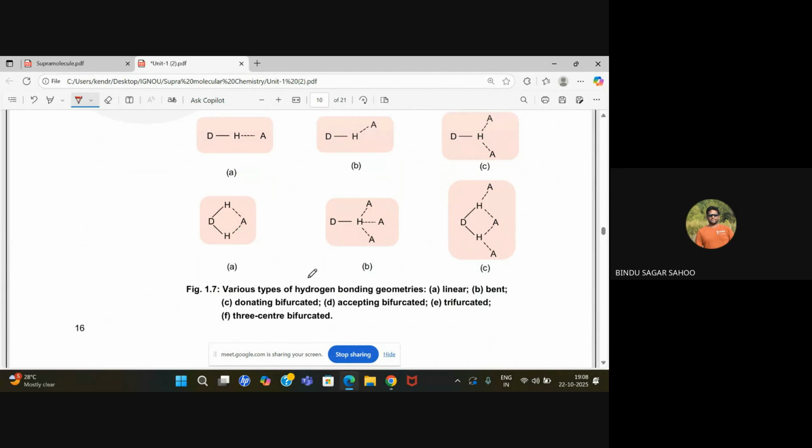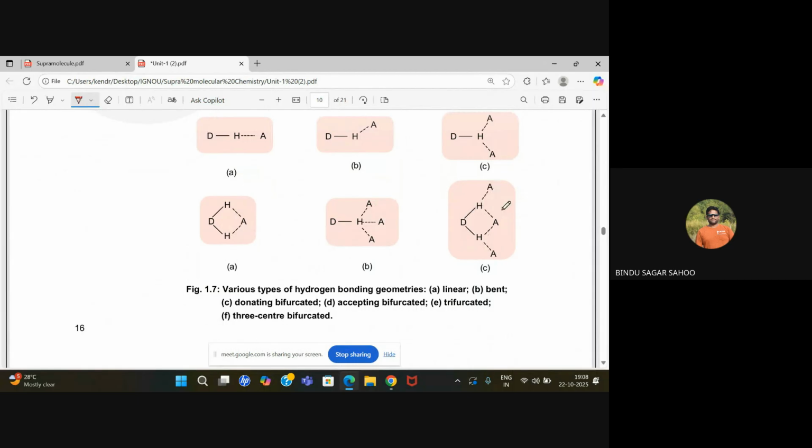And at this D, it is called accepting bifurcated. You can see here, the naming is wrong. Actually, A, B, C, what we can see here, this is accepting bifurcated. And this is called trifurcated. This will form in three directions. And the last one is called three center bifurcated.